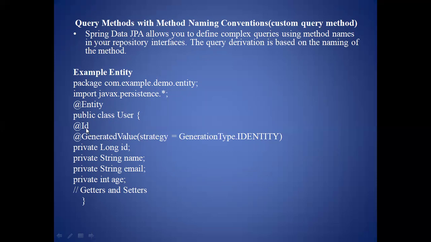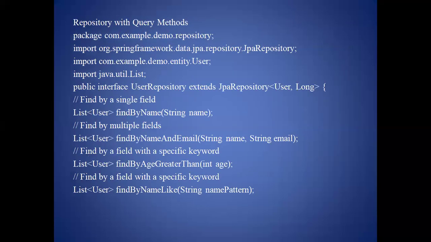The @Id annotation is used for the primary key in that table. With @GeneratedValue, the strategy attribute GenerationType.IDENTITY automatically assigns a unique primary key value. The attributes are: Long id, String name, String email, and the last one is age. There should be four attributes. After that, getter and setter methods can be written in this model class.